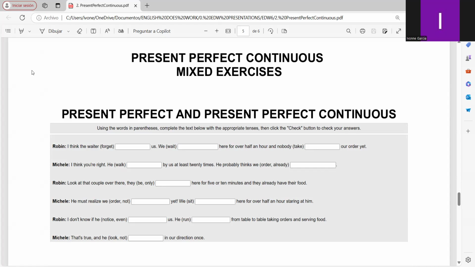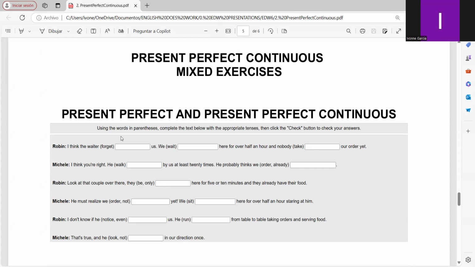So Robin is saying, I think the waiter, what do you think would be the best option? Present perfect or present perfect continuous? Right. Here we need the present perfect. I think the waiter has forgotten us. Remember the structure for the present perfect?